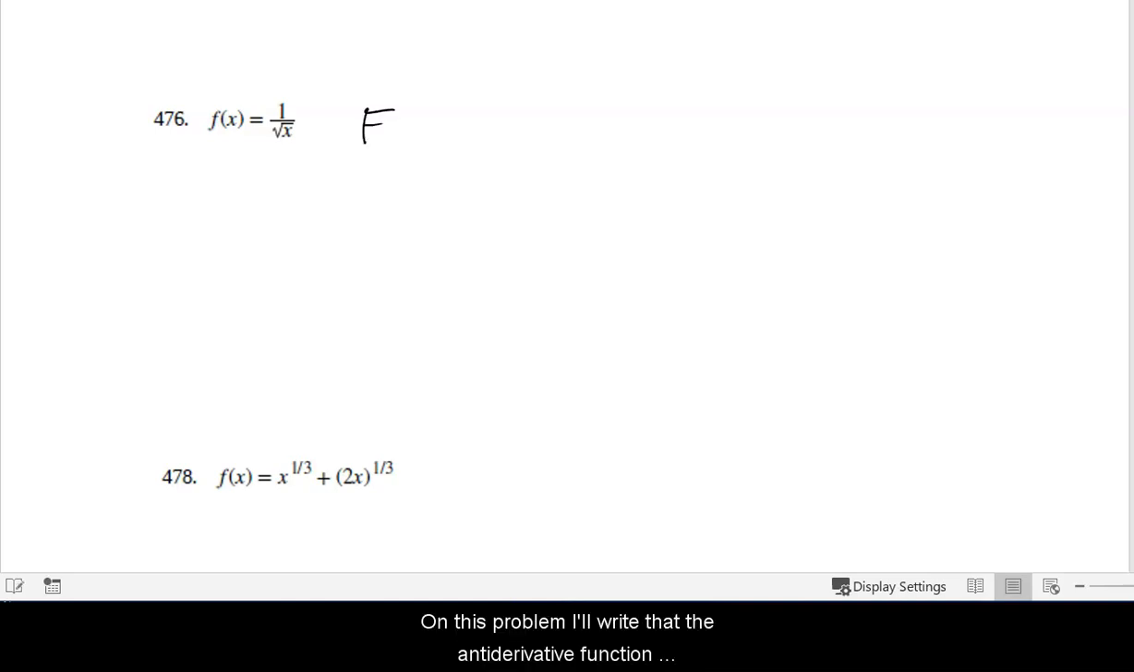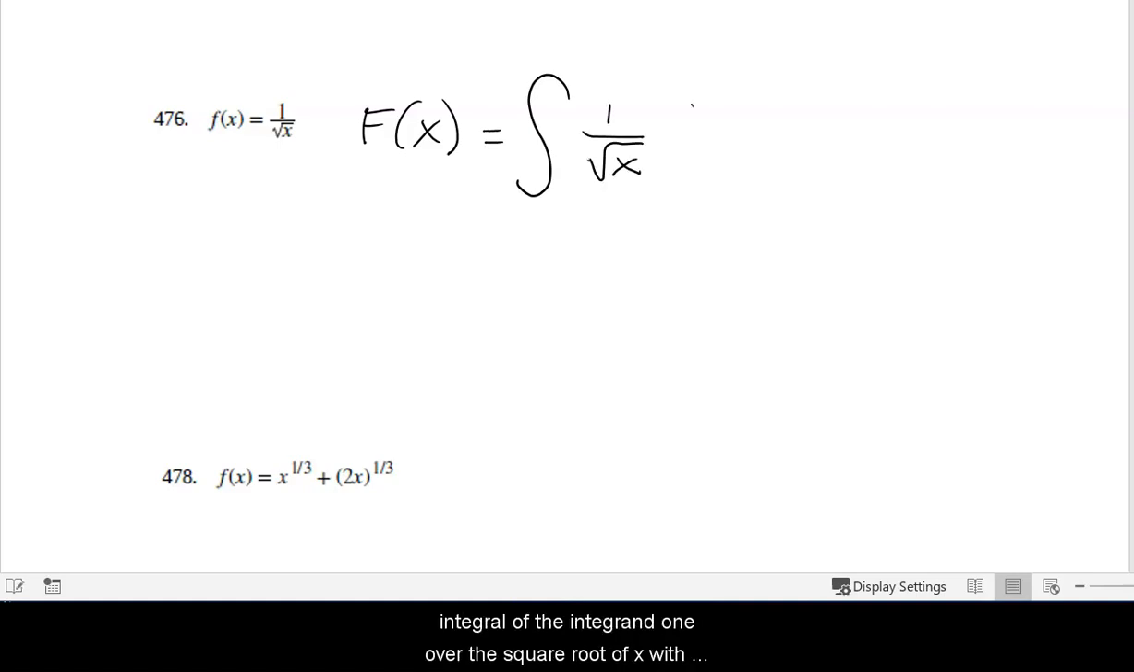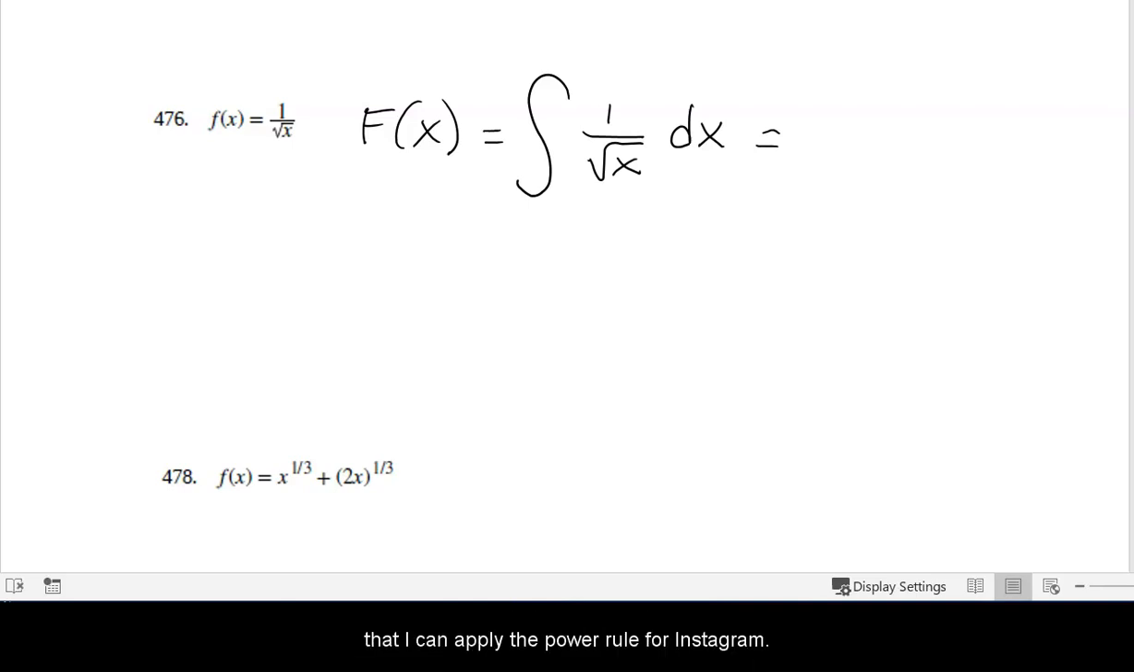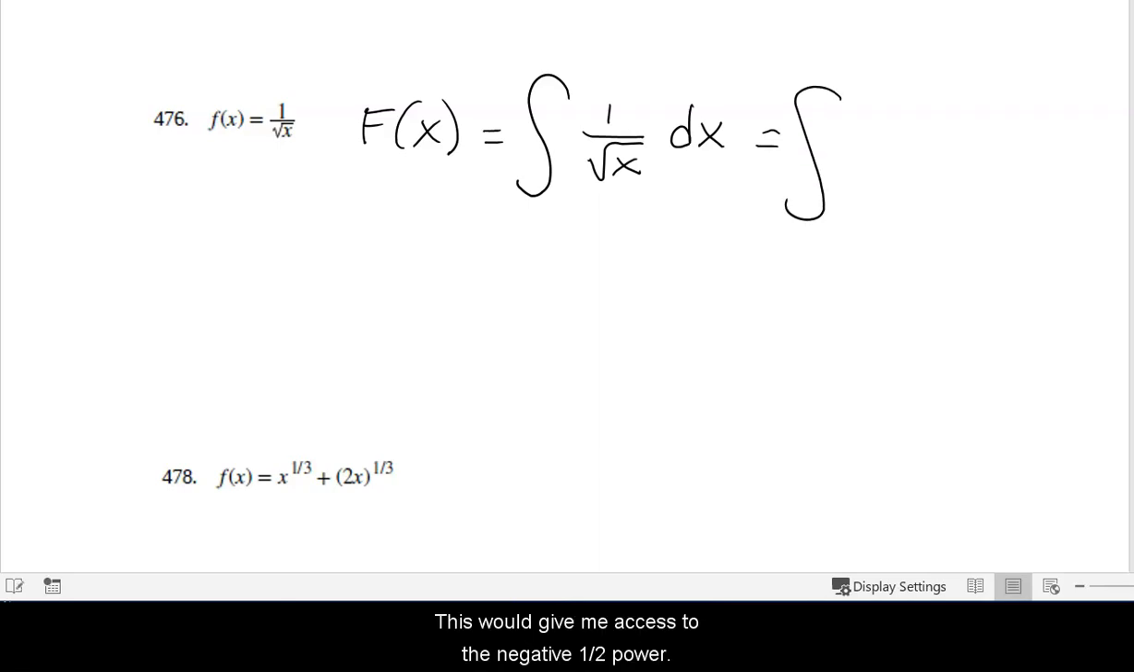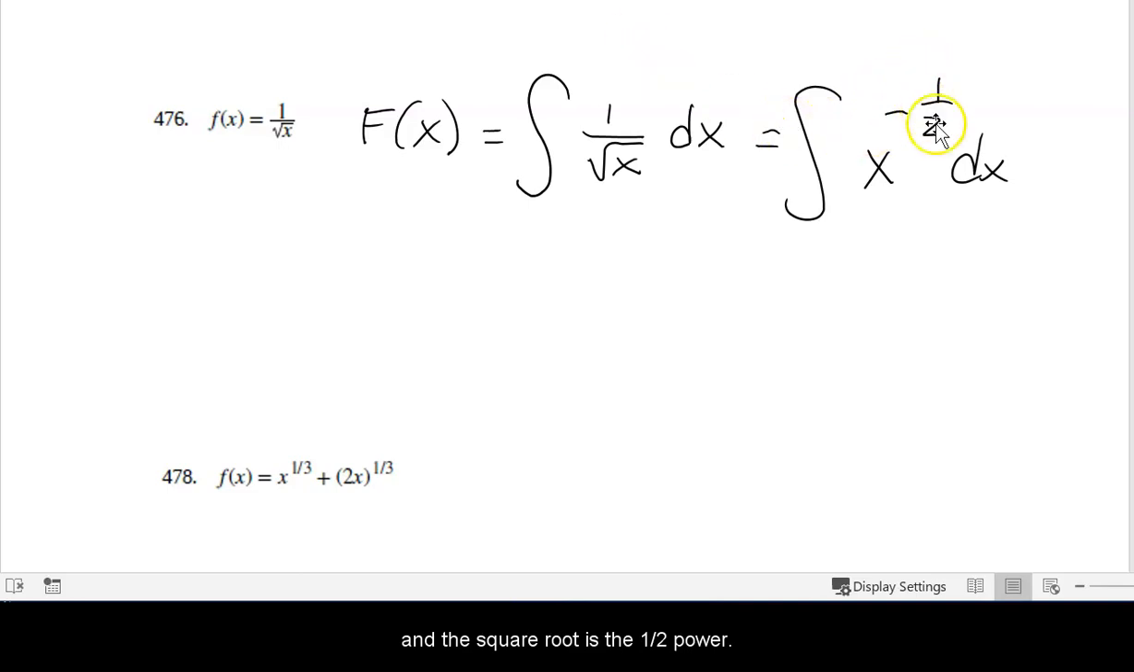On this problem, I'll write that the antiderivative function, uppercase letter F of x, can be given by the indefinite integral of the integrand 1 over the square root of x with respect to x. The differential is the "with respect to x" part. The next step is to rewrite the integrand in a power form so that I can apply the power rule for integrands. This would give me x to the negative 1/2 power. The negative lifts it out of the denominator to the numerator, and the square root is the 1/2 power.